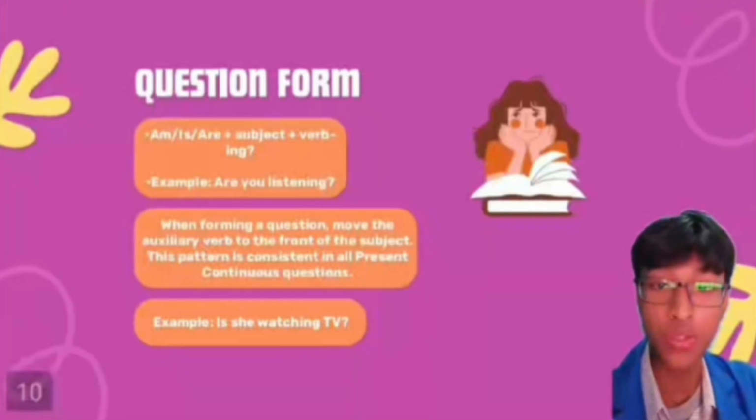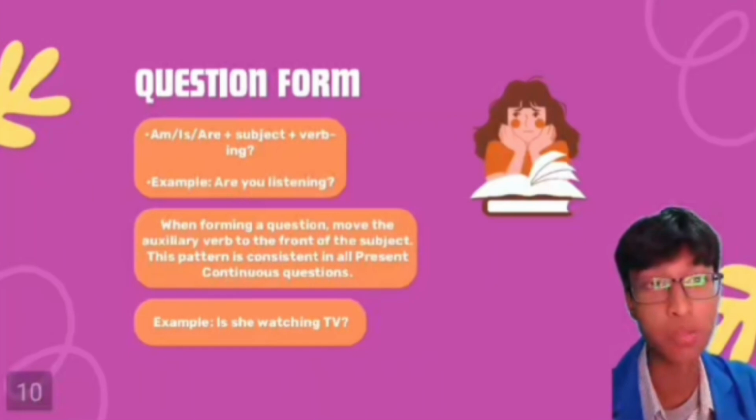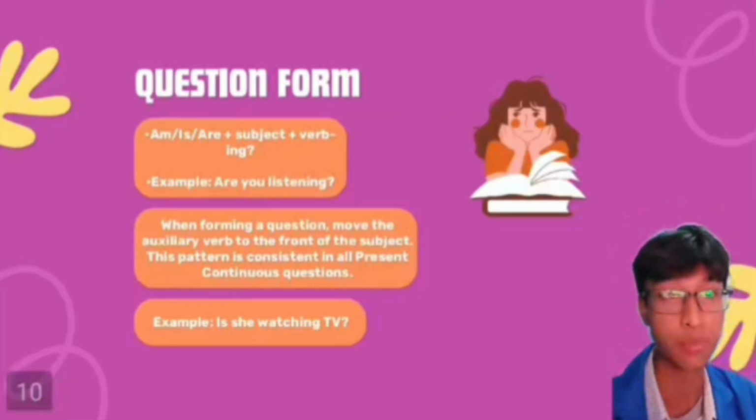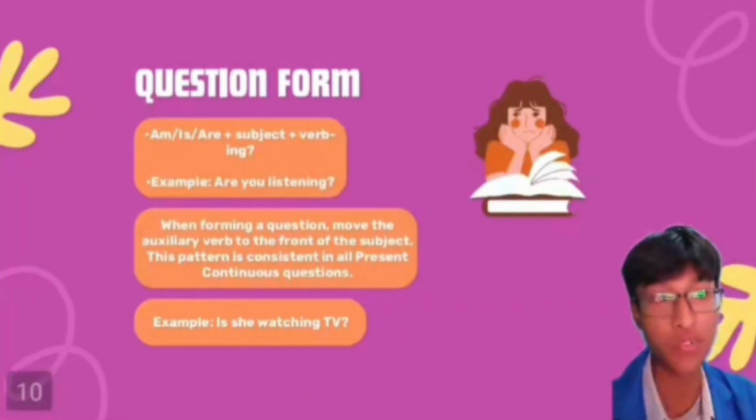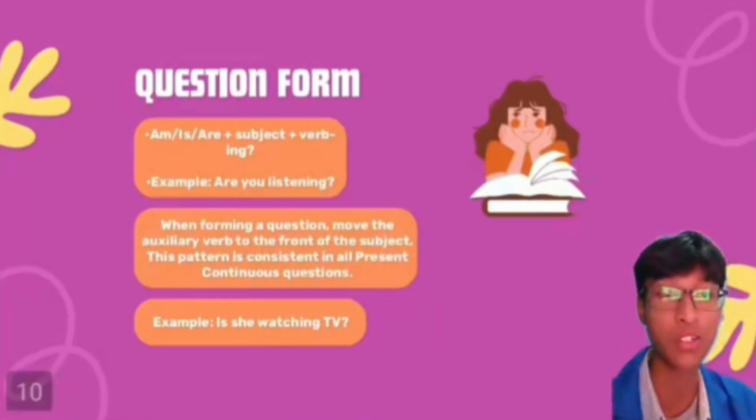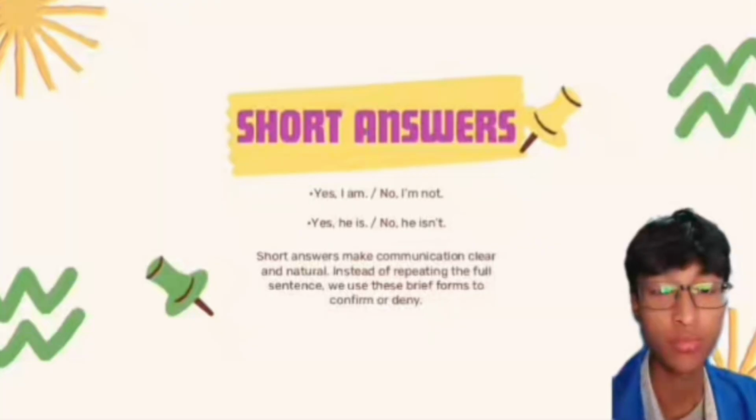And then the next is the question form. The formula is am or is or are plus subject plus verb-ing. Example such as, are you listening? When forming a question like this, move the auxiliary verb to the front of the subject. This pattern is consistent in all present continuous questions. Example, is she watching TV?